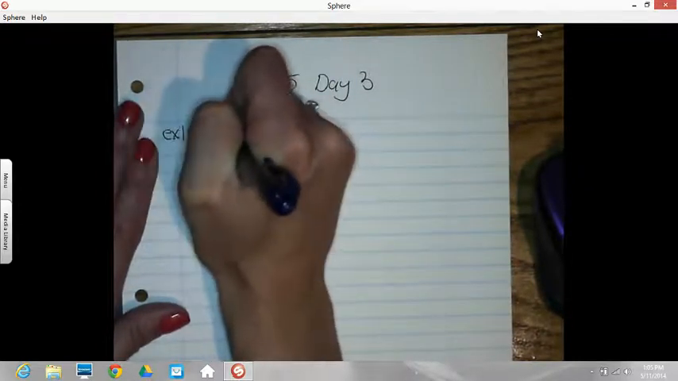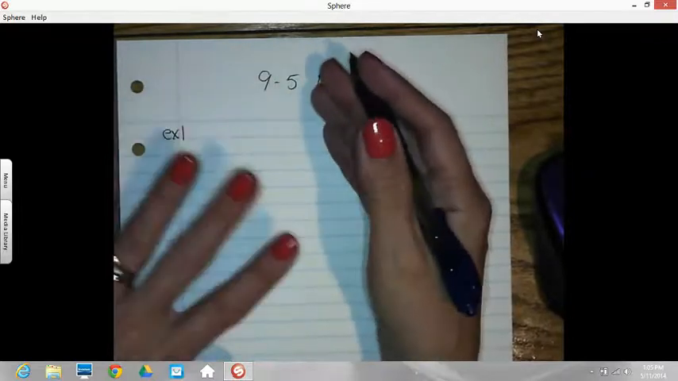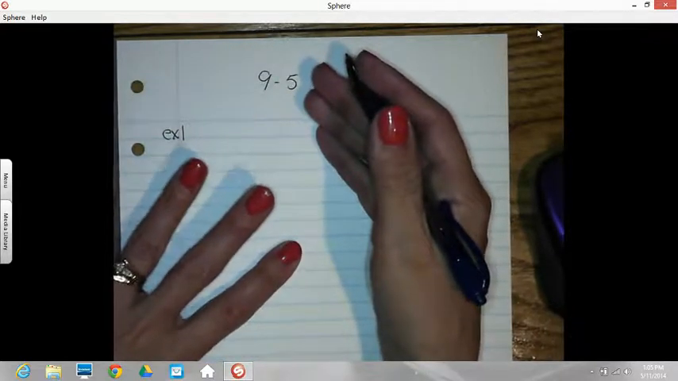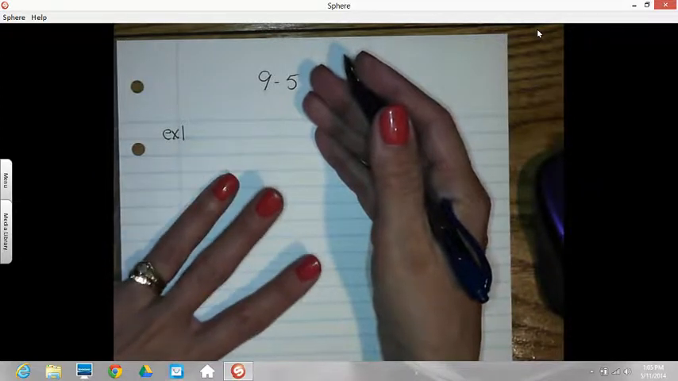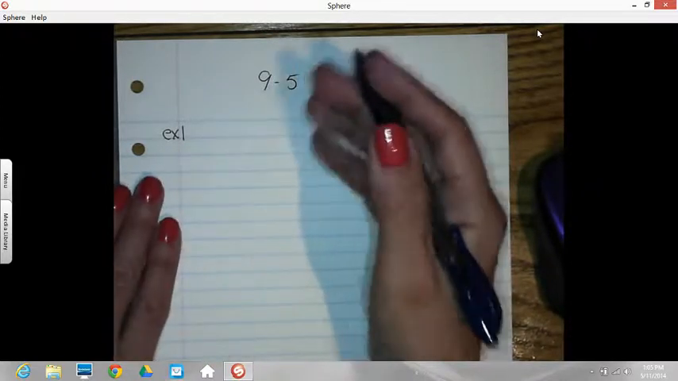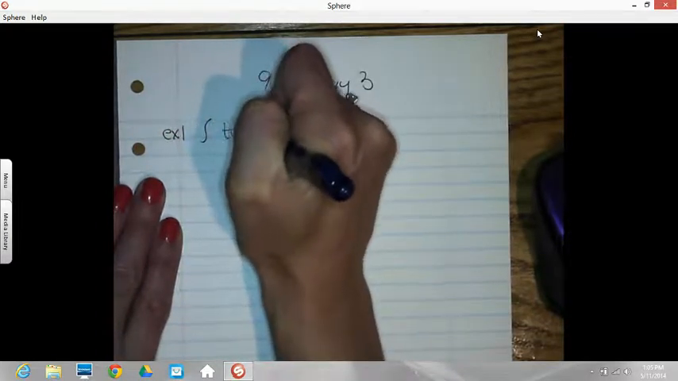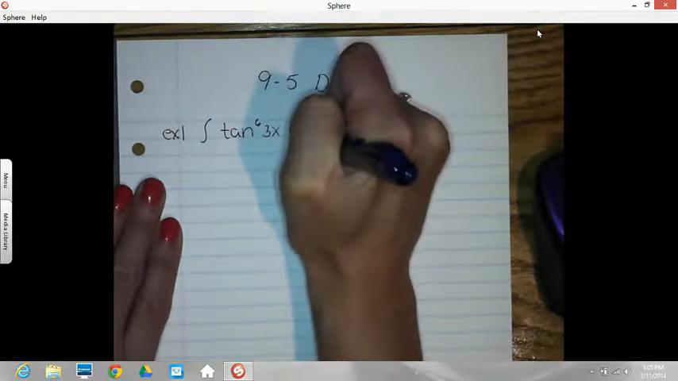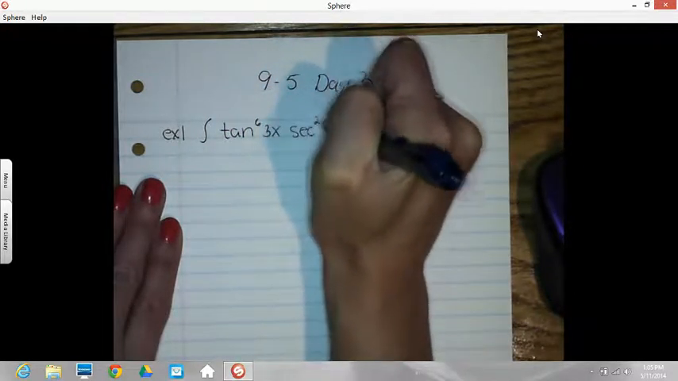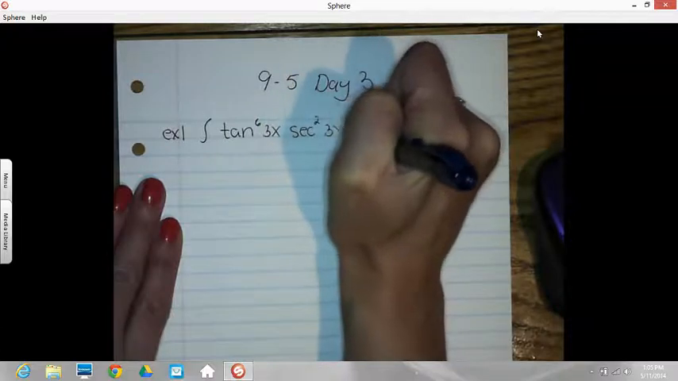First one, and if you remember the rules, it's odd powers of sine and cosine, even powers of secant and cosecant, and then the sine squared and cosine squared were the 3 new ones in here. So our first one, we'll see if you can pick out which rule you should be following. I've got tan to the 6th of 3x times secant squared of 3x dx.